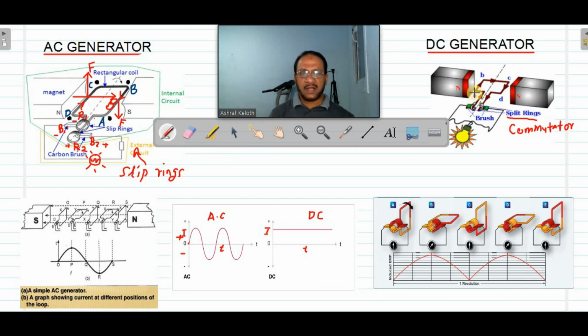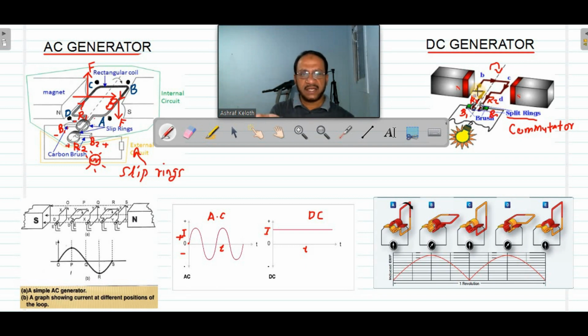So when the rectangular coil ABCD rotates in this direction, same as in the AC generator, the current induced in the coil is AC. But when we take that AC into the outer circuit, since the split rings exchange position between the brushes, this is brush B1. This green one is brush B2. This split ring I am taking as R1, and this ring as R2.